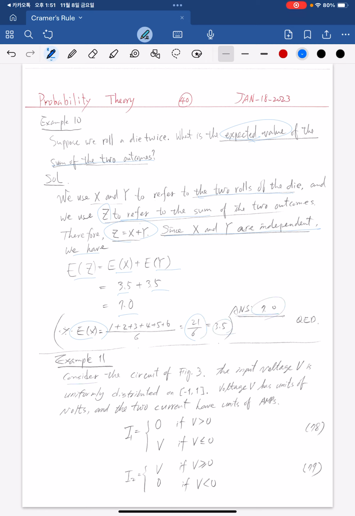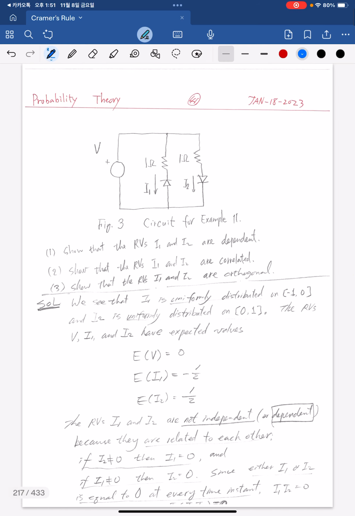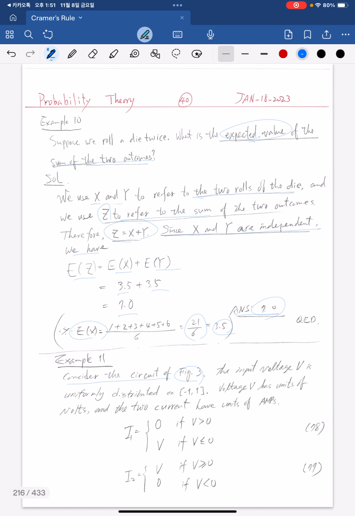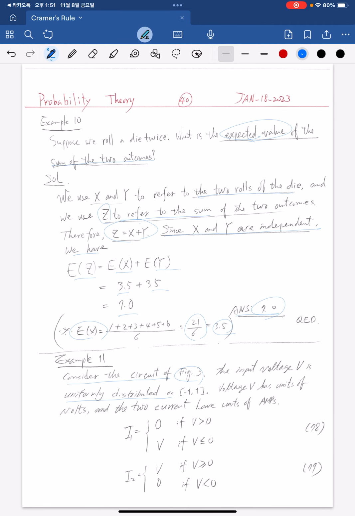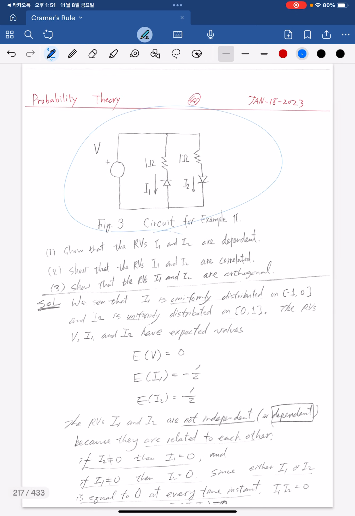Example 11. Consider the circuit of figure 3. The input voltage is uniformly distributed on minus 1 to 1. Voltage has units of volts. The two circuit currents have units of amperes. I1은 V1이 0보다 크면 어떻게 돼요? V1이 0보다 크면 이쪽으로 못 들어오고 이쪽으로 올라죠.